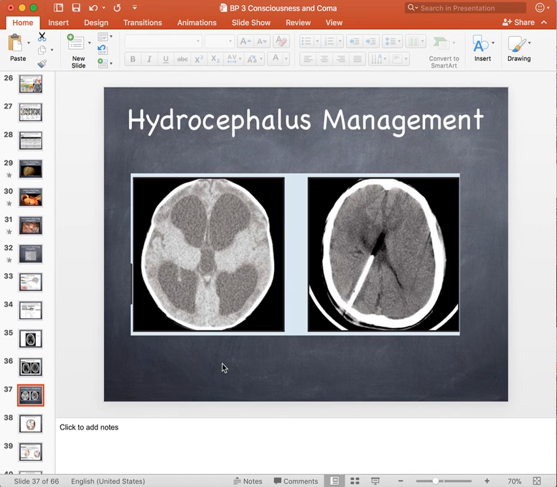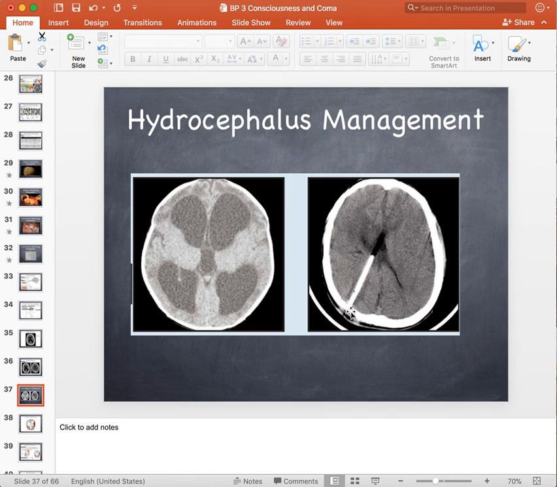Got it. I put this slide in here. This is just an example of hydrocephalus management. So this is an example of either communicating hydrocephalus or obstructive hydrocephalus at the level of the cerebral aqueduct, because this is an enlarged third and enlarged lateral ventricles. This is causing damage and compression of all of these cortical structures.